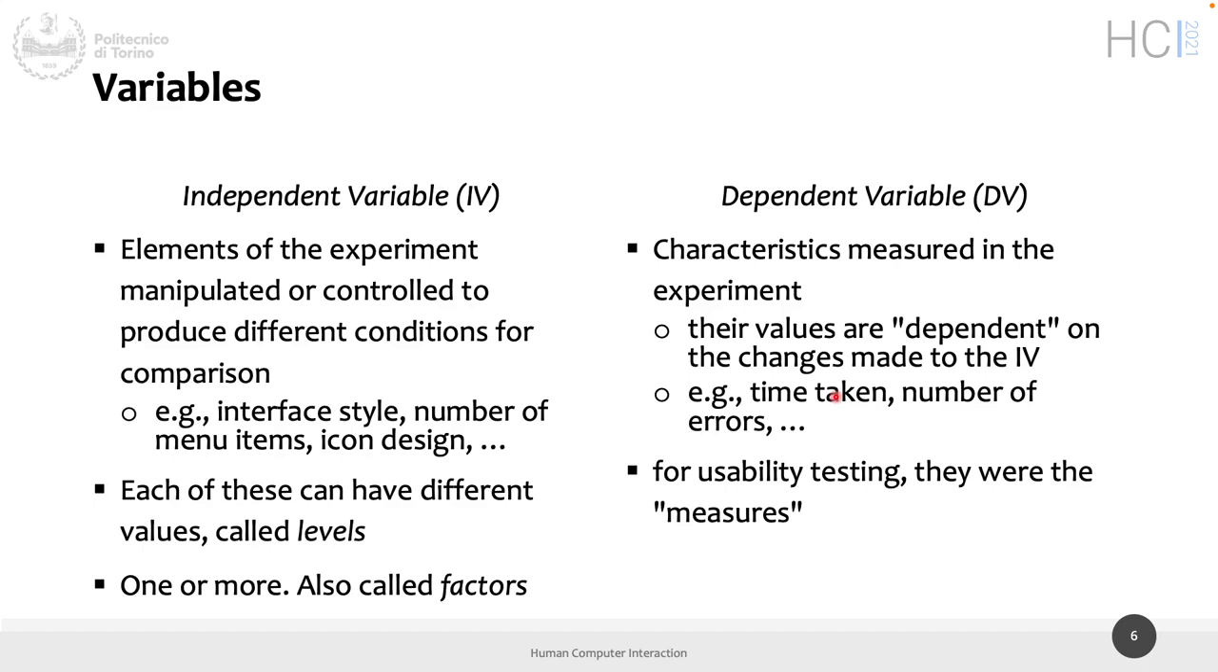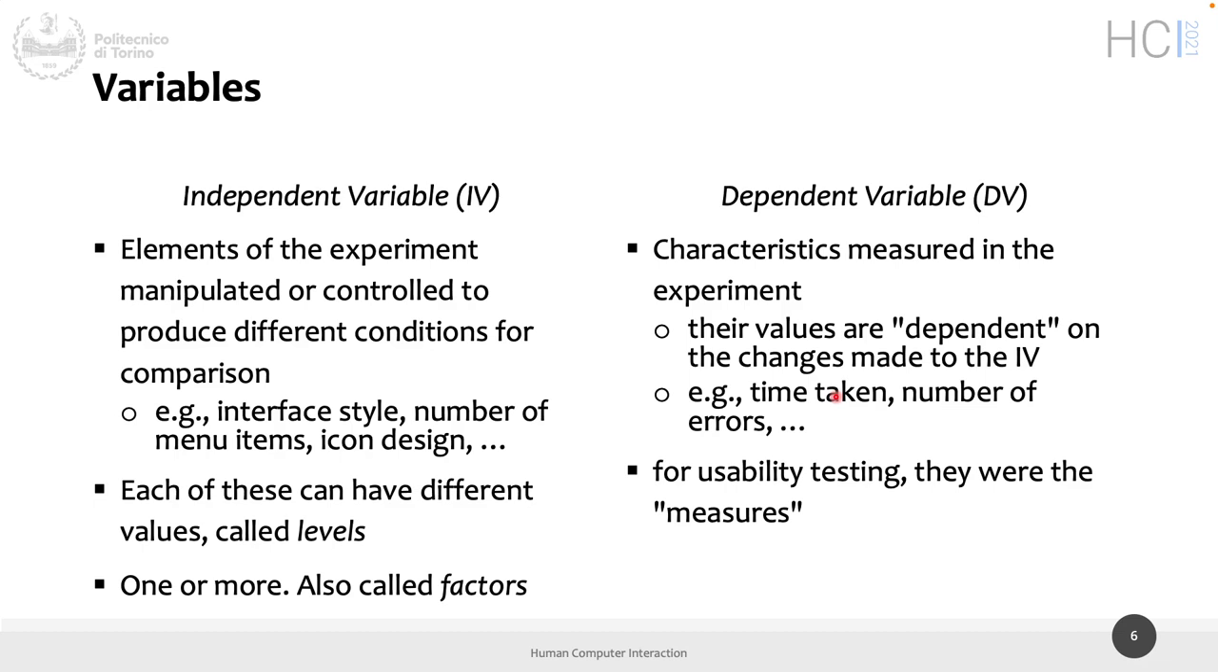Because it's something that we manipulate. At a certain point, we change which user interface is shown. So that is called the independent variable. It's also called a factor. Saying this is a factor of the experiment, or this is the independent variable of the experiment, is the same thing.